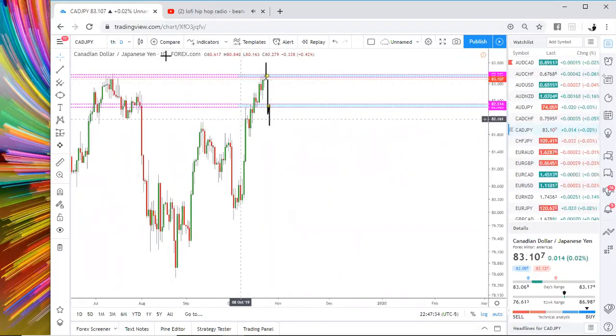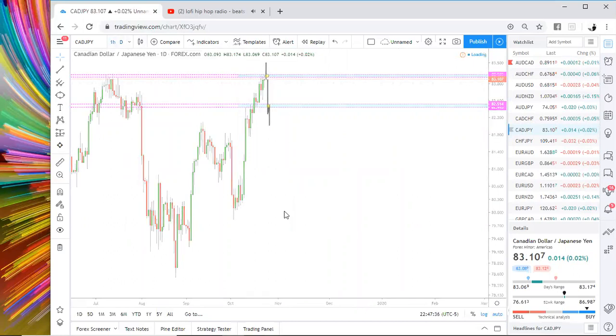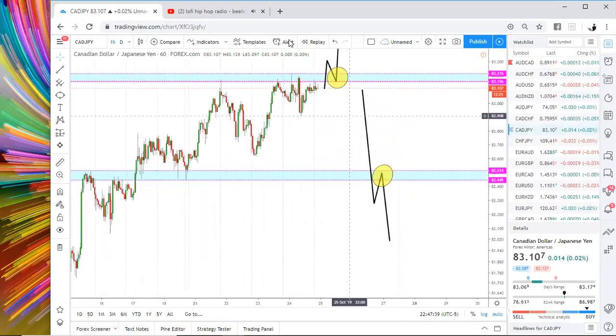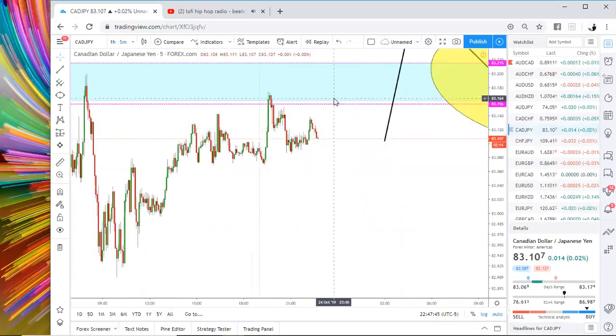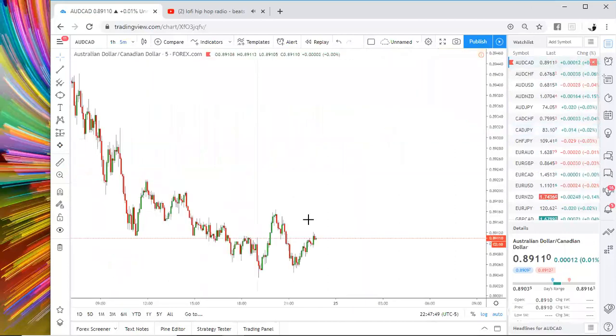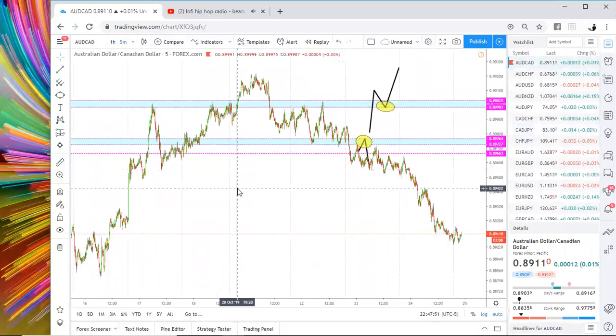Oh, they look so tiny on the daily. Anyways, everything is marked up on the 1 hour. You could use the 15-minute, the 30-minute, or the 5-minute even for entries. See, like, look at this. I'll show you this on the 5-minute for AUD CAD.